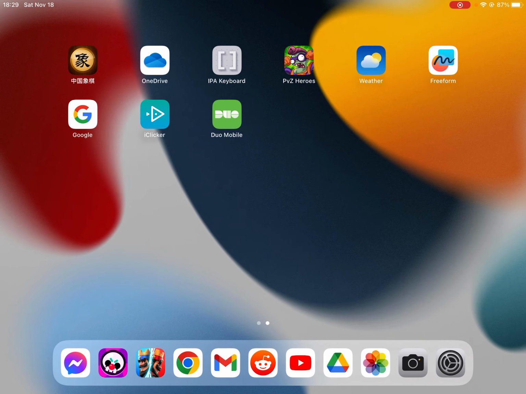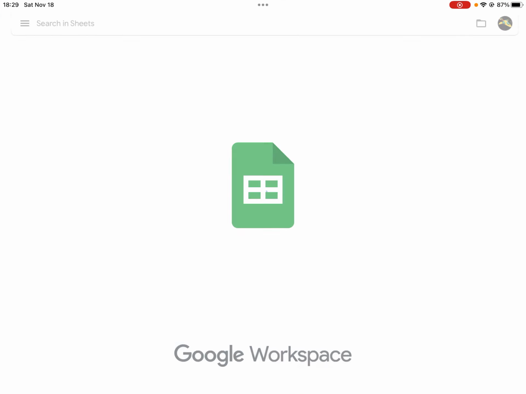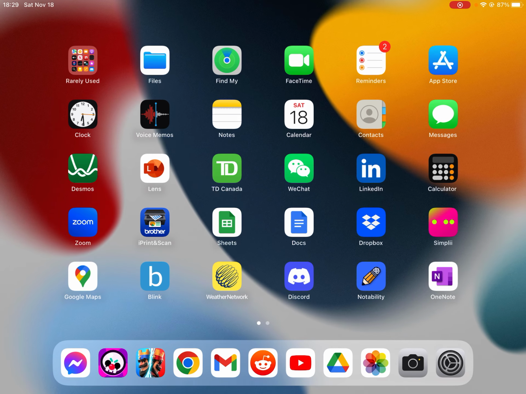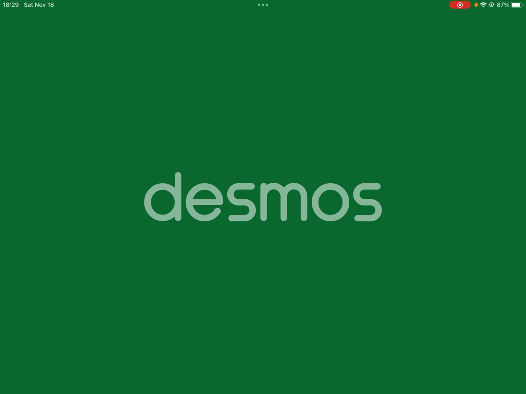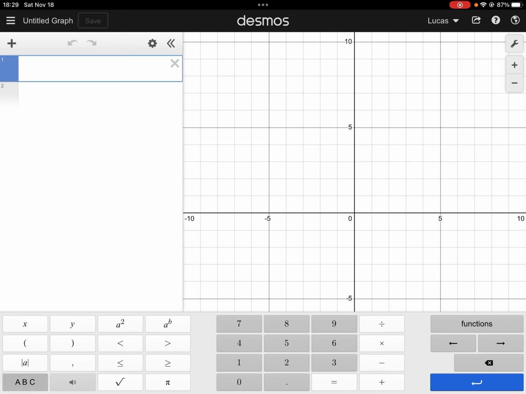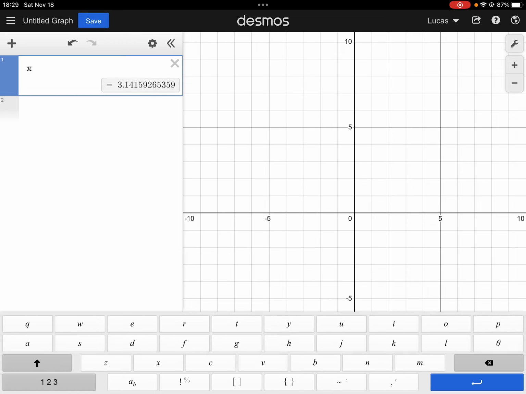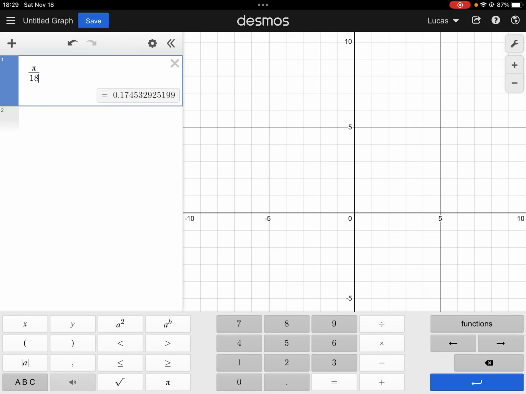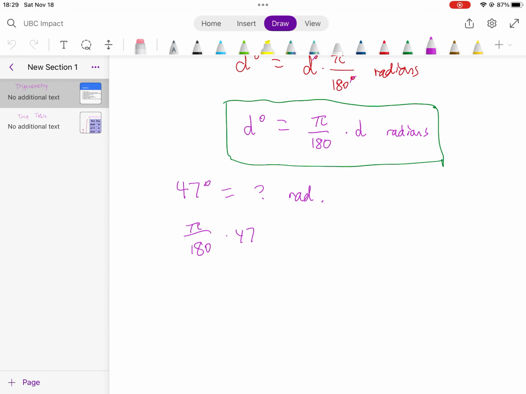So we can go to a calculator. Oops, that's not a calculator. Here's a calculator. Pi divided by 180 times 47, and it gives us 0.82 something something. So the answer is 0.82 something something radians.